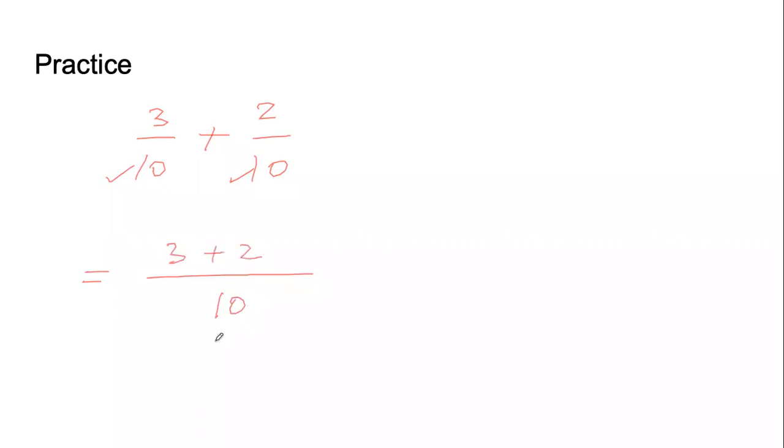Now let us try to answer a question. Suppose we have two like fractions and we add them. Suppose we have 3 by 10 and we have to add it to say 2 by 10. Denominator is 10, denominator is 10. So we know that they are like fractions. So we will take 10 as the common denominator, 3 plus 2, we will add the numerators. So this becomes 5 by 10.